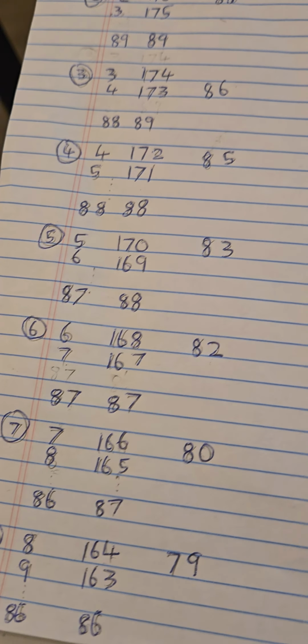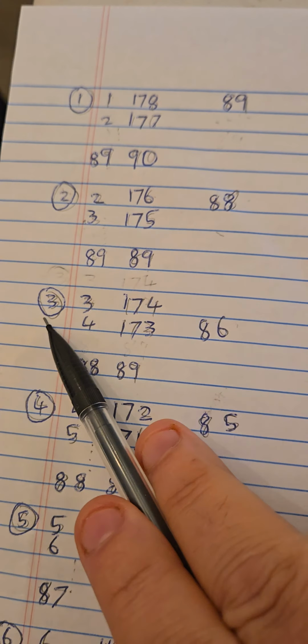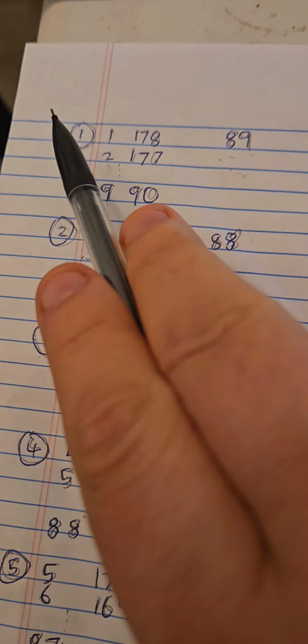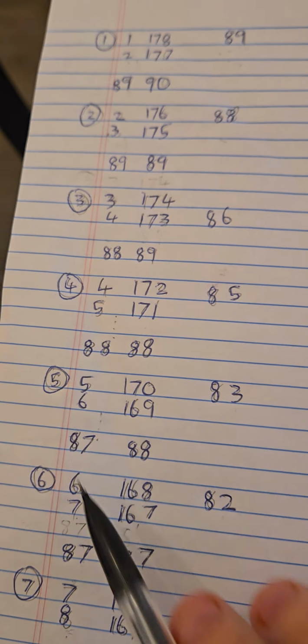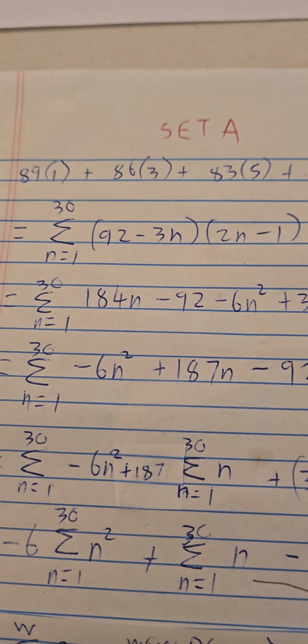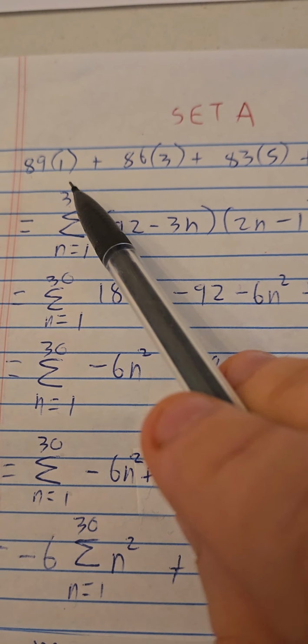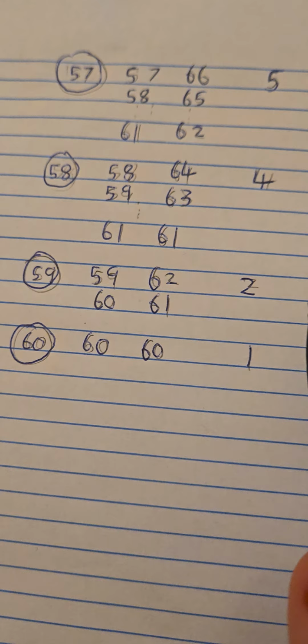Okay, so now I'm going to start off where the smallest angle is 1. And then the next smallest angle is 3. And I'm going to call it set A. And the total number of angles would be 89 times 1 plus 86 times 3 plus 83 times 5. That's adding up all the angles of those with the smallest being an odd number. 89 times 1, 86 times 3, 83 times 5, all the way until 59 times 2.